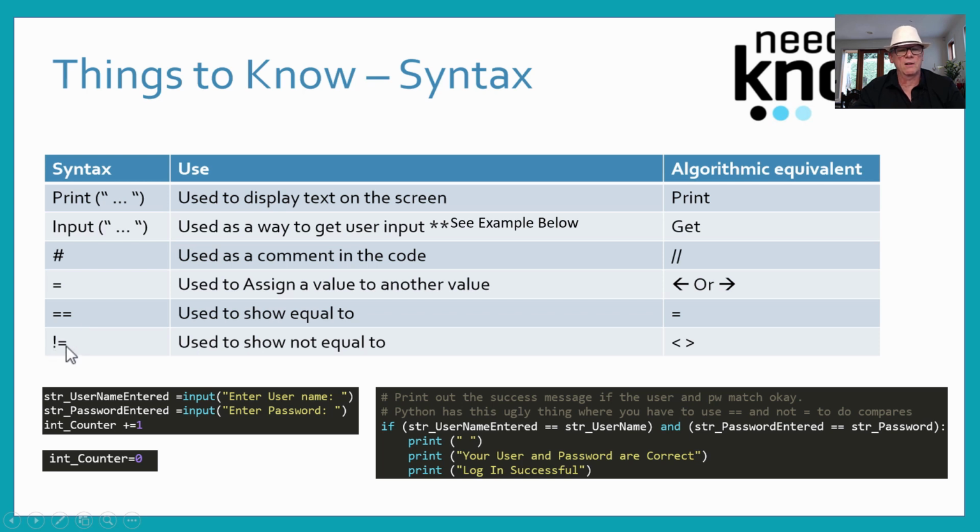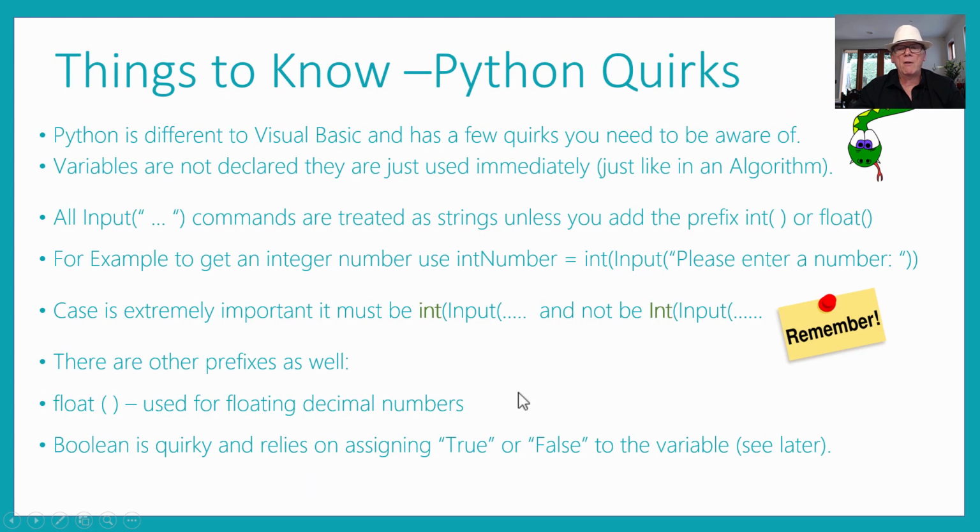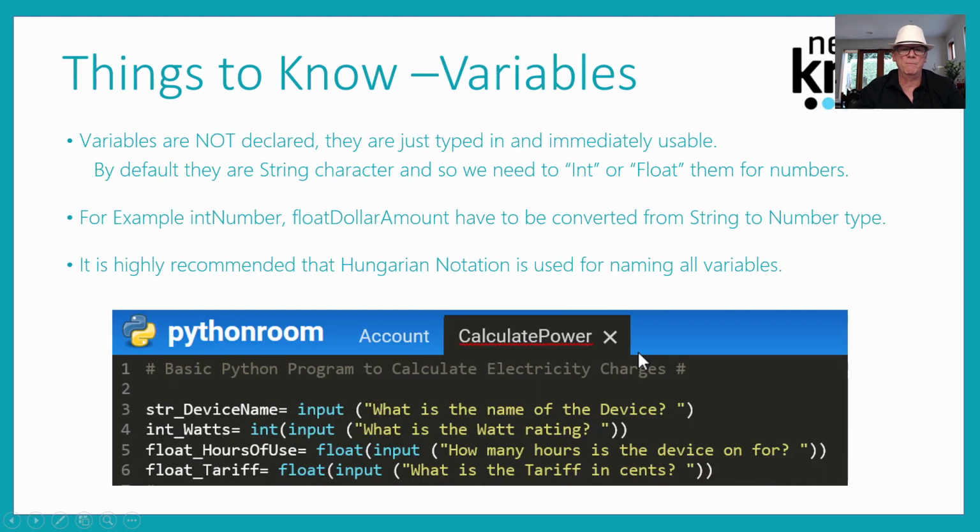And not equals is exclamation mark equals. And we've got some examples there. Now remember the case, like int brackets input, it's very important that that int is in little letters, lowercase, because if you put it like a big Int, that won't work in Python.